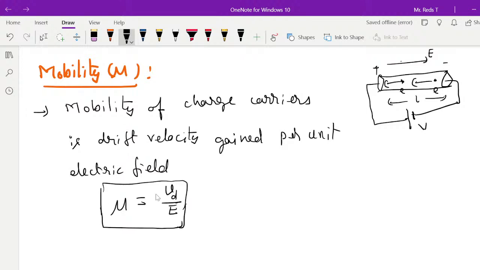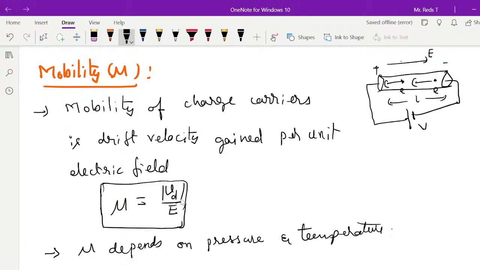Mobility is given as the magnitude of drift velocity, without the negative sign, divided by the electric field. That gives mobility. So mobility usually depends on pressure and temperature. Keep in mind that for a given conductor and a given E, which we fix, mu is a constant, but it changes if temperature changes or if pressure changes. So mu depends on pressure and temperature.